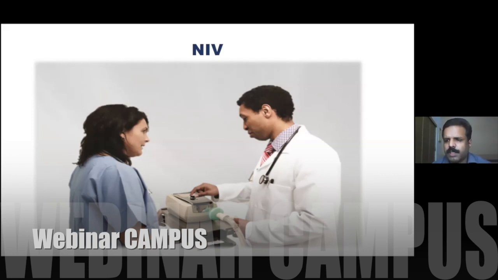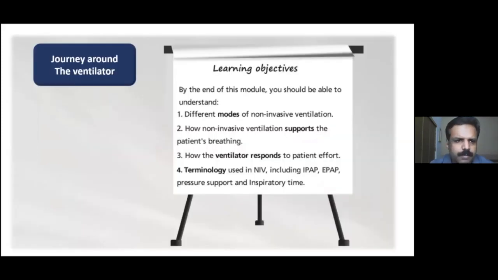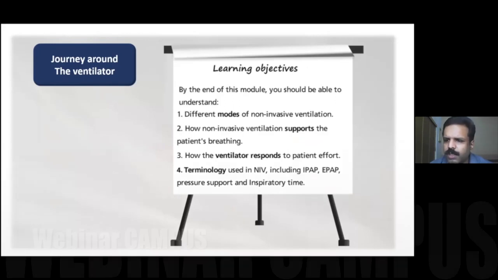In an invasive ventilation, you are putting in an endotracheal tube and ventilating. Here, instead of that, you will be just using another interface other than an endotracheal tube. So no invasive device is inserted. That's why we call it non-invasive ventilation. So first of all, we'll try to see what a ventilator is. We can call it a journey around the ventilator.